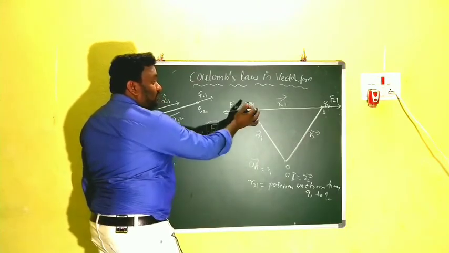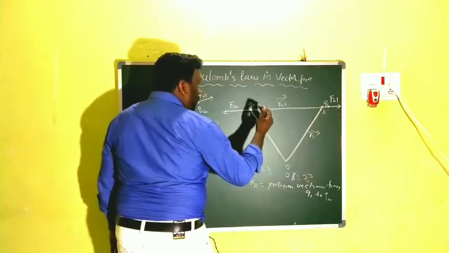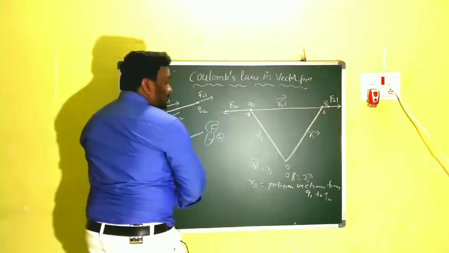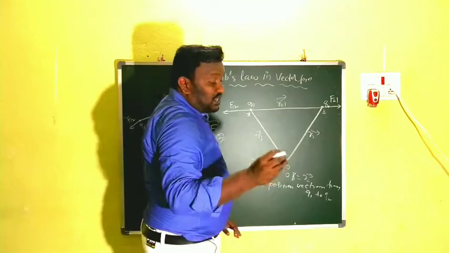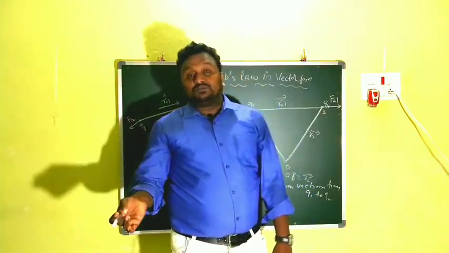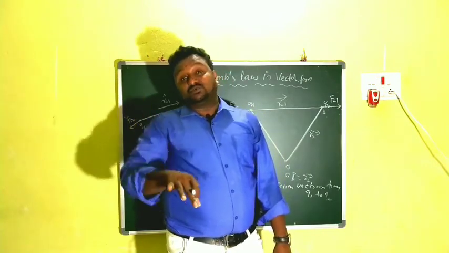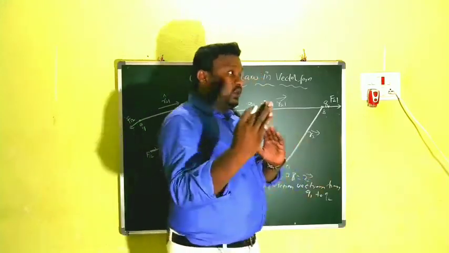And now what is F12? F12 is the force on the first charge by Q2. F21 is the force on the second charge by the first one. So F12 means the force on the first charge by the second charge, and F21 means the force acting on the second charge by the first one. Clear?